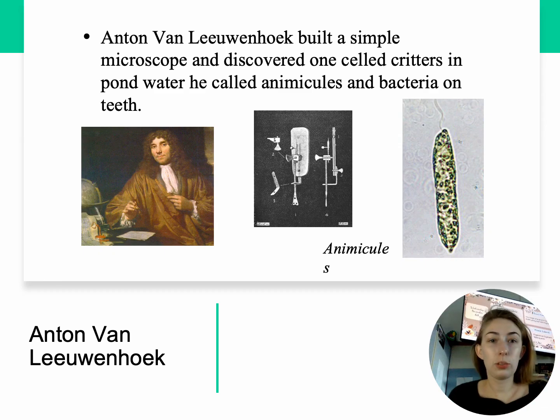Our next scientist we're talking about is Anton van Leeuwenhoek. He built a very simple microscope as well, and he discovered little one-celled creatures. They're really, really tiny, and he called them animalcules. He discovered them after finding bacteria. He took samples from teeth, and so he quite literally discovered bacteria, called it animalcules. We're going to learn pretty soon that they go by a different name now.